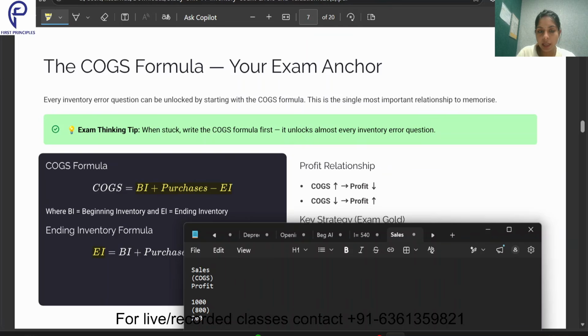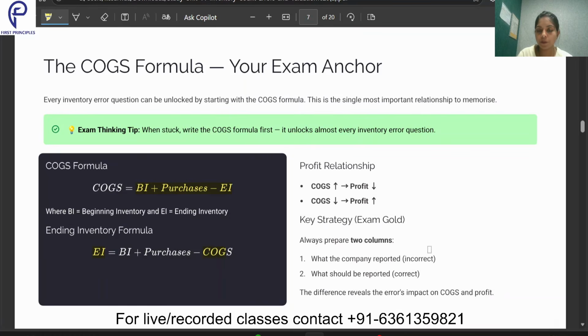Now instead of 800, let my sales be this much only. My cost of goods sold, let me reduce it and make it 500. So how much will be my profit? My profit will be 500. So if you see, if cost of goods sold is high, profit is lower. If cost of goods sold is lower, profit is higher. You can see here it's 500 profit, here it is 200 profit. So it is just vice versa.